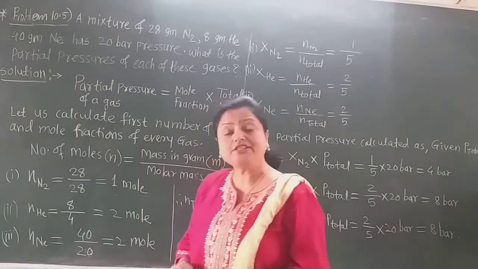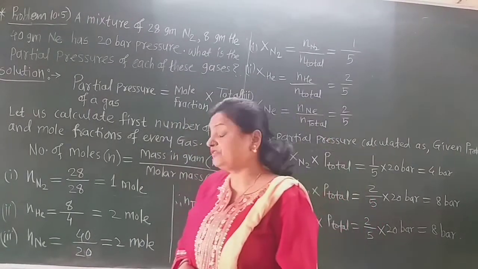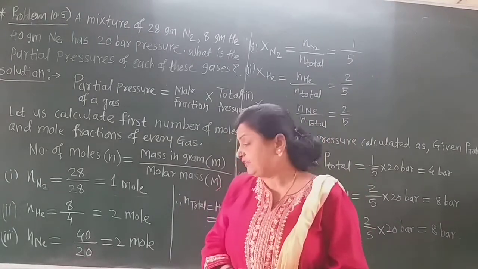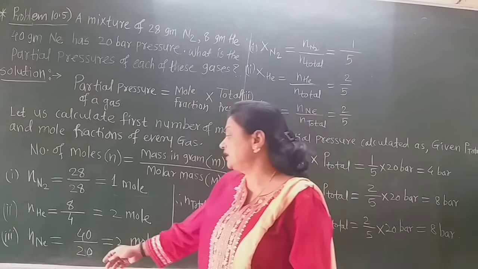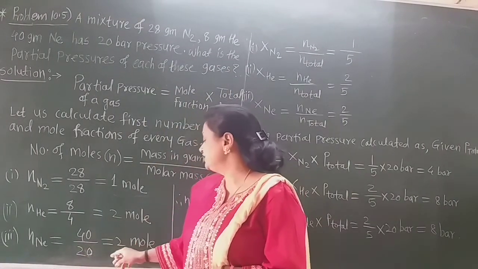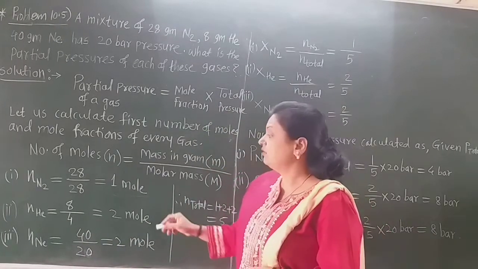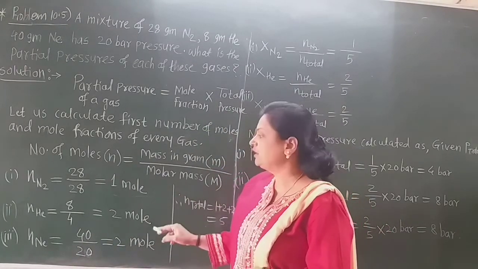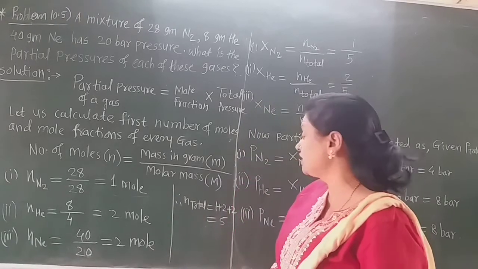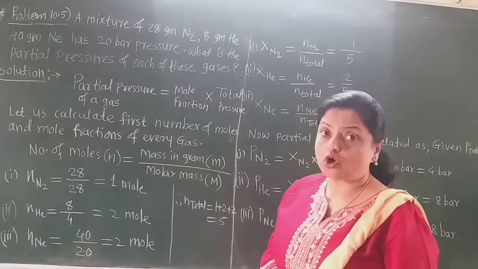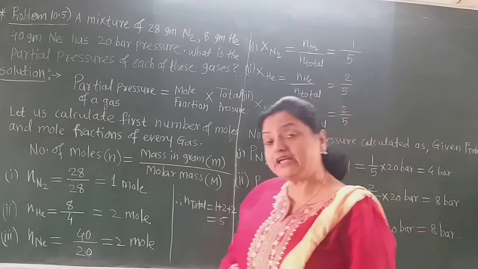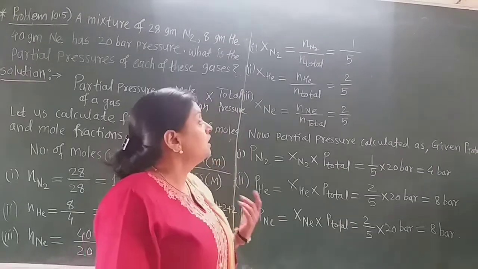And the mass of neon... In the textbook they give 28, but that is wrong. The molar mass of neon is 20 gram per mole, and the given mass of the neon is 40 gram. So 40 divided by 20 is equal to 2 moles. In this way, 1 mole of nitrogen, 2 moles of helium and 2 moles of neon are present in the mixture. So the total number of moles of the gases is 1 plus 2 plus 2 is equal to 5, because we require the total number of moles to calculate the mole fraction.